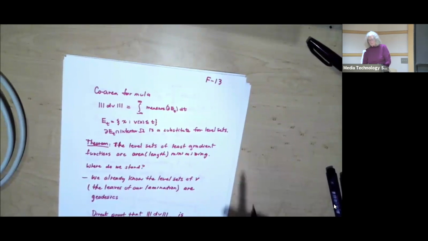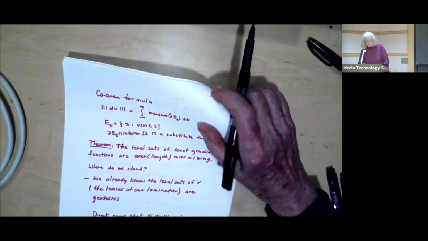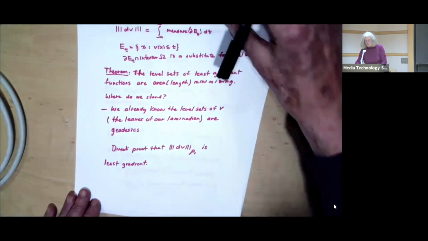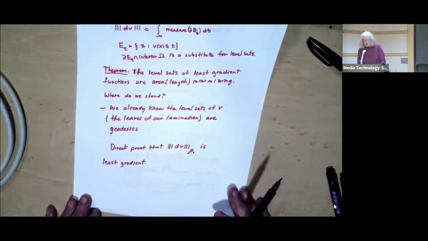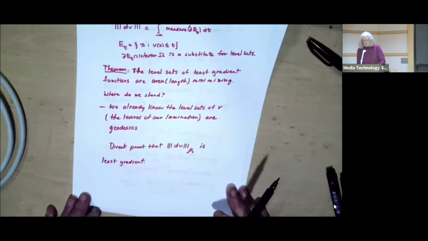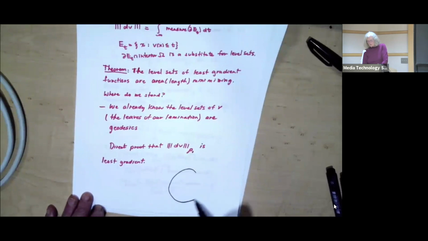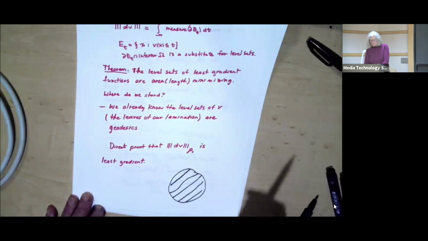And I think this is due to Federer. The interest in the level sets of least gradient functions is that they are area minimizing as subsets of the domain space. So what you're saying is the level sets are all length minimizing.